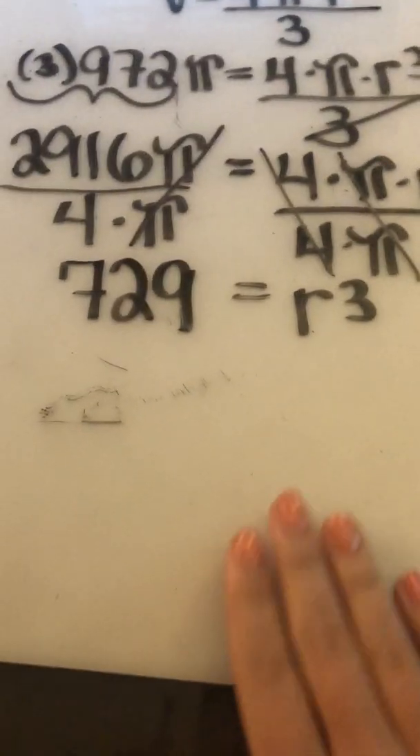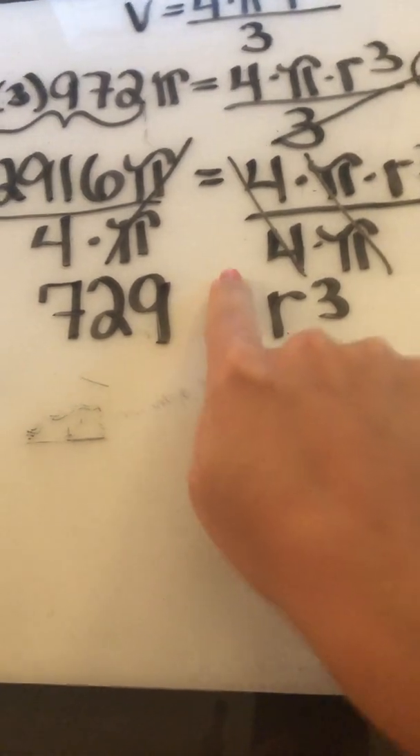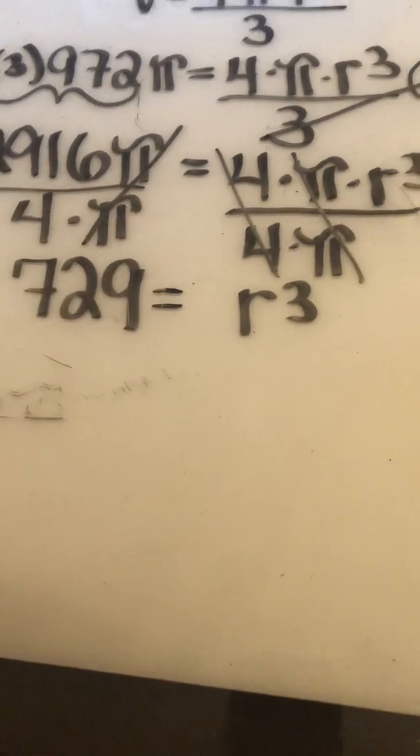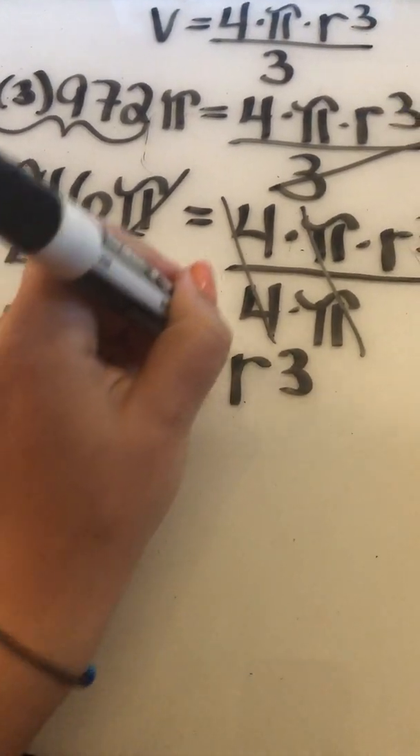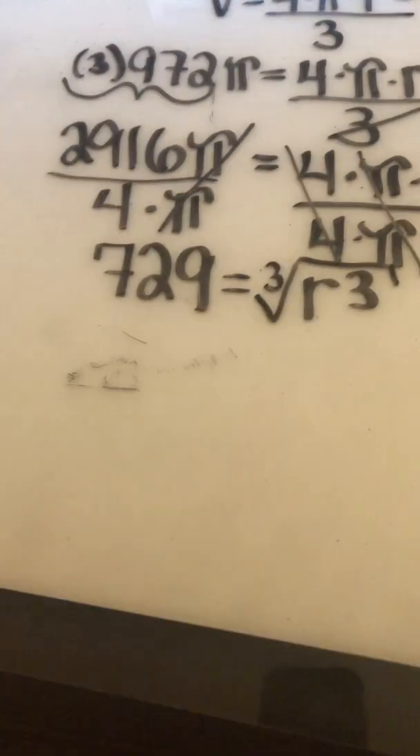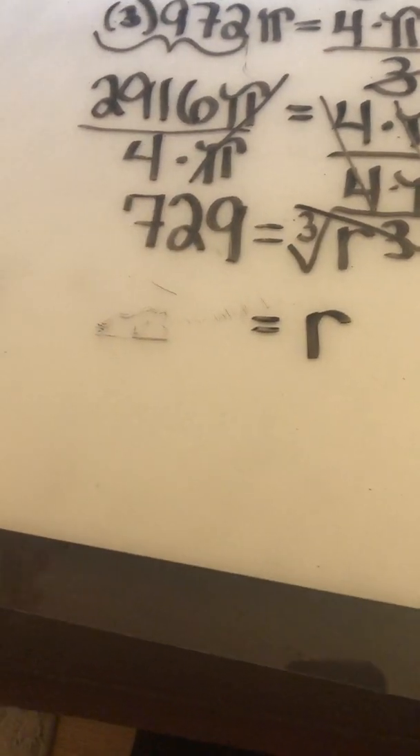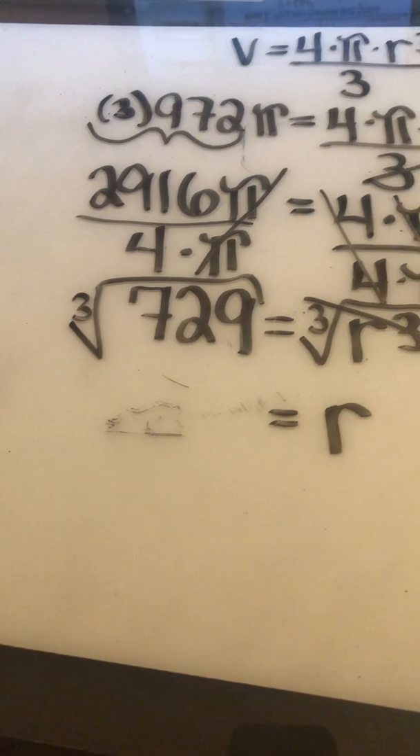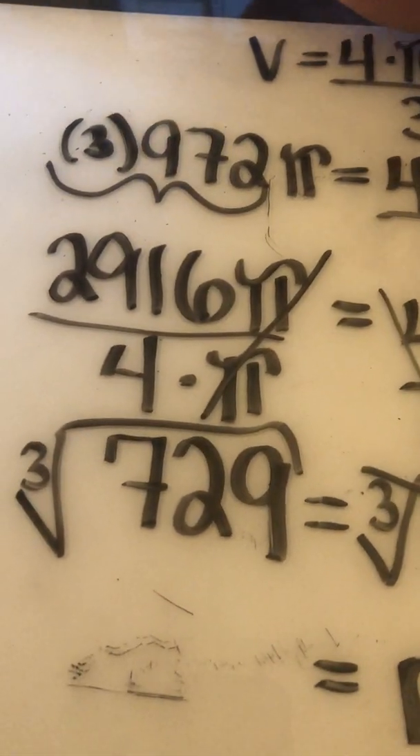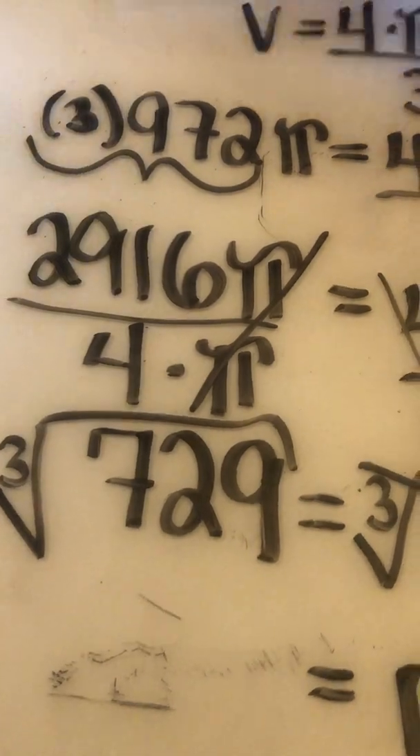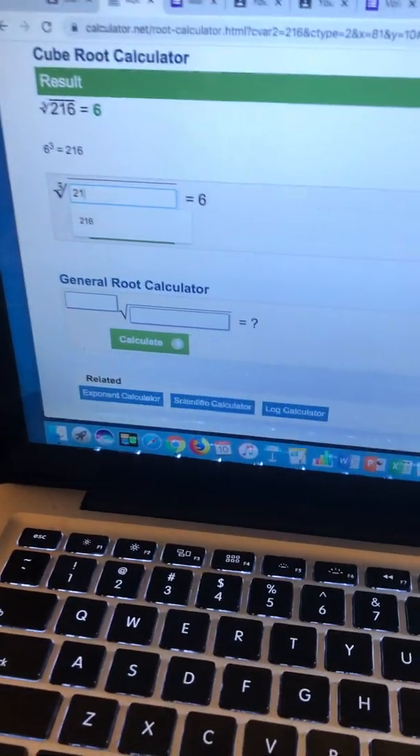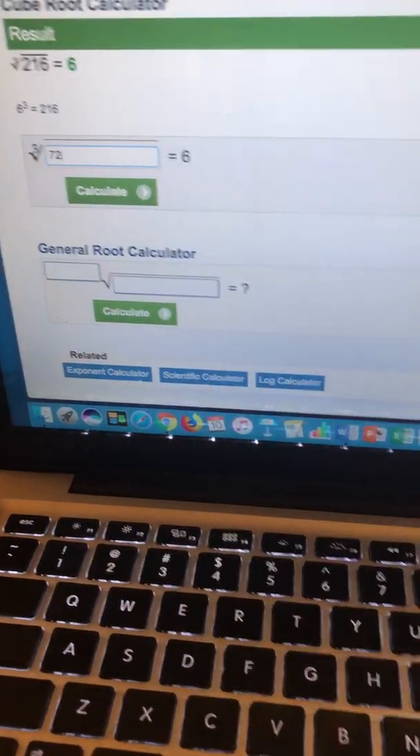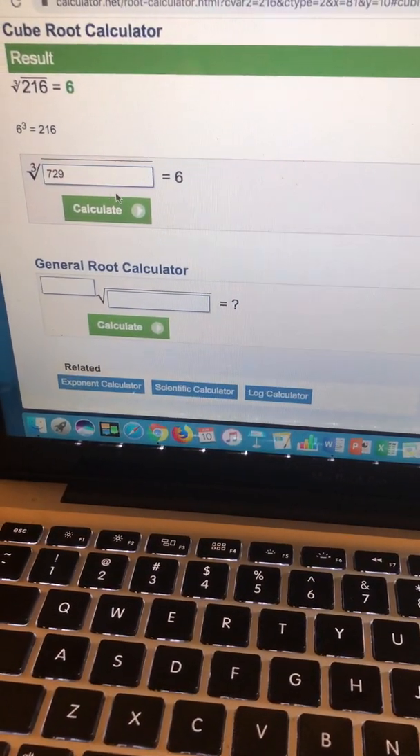Okay, so we're almost there, but we have to get r isolated. And remember what I told you before, to inverse cubing a number, we find the cube root of it. So that's when we take our square root, but we make the index 3, and that will cancel out the exponent. So we get left with r, which is what we want. Whatever we do to one side, we do to the other. So we're going to find the cube root of 729. What number times itself 3 times equals 729? So I'm going to go to my cube root calculator. I'm going to put in 729, press calculate. Oops, missed. And that answer is going to be 9.